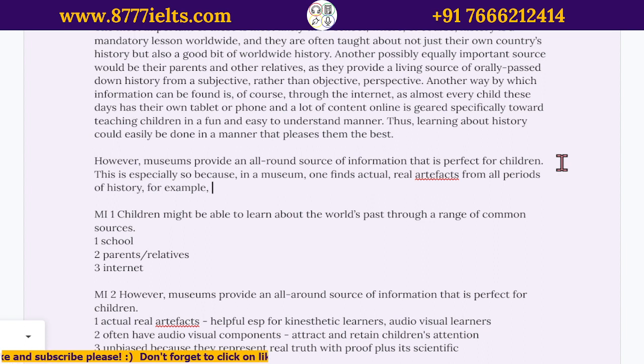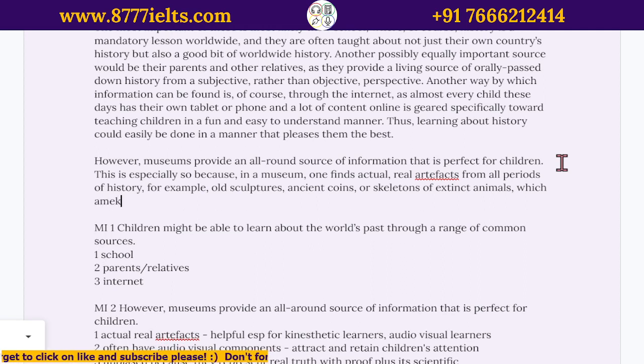Which, for example, what else? Let's say the skeleton of some kind of animal. For example, old sculptures, or skeletons of extinct animals, right? Or even recreations, old sculptures, ancient coins, or skeletons of animals. Real artifacts from all periods of history, which in a museum one finds, which is particularly helpful for kinesthetic learners, as they prefer hands-on learning.